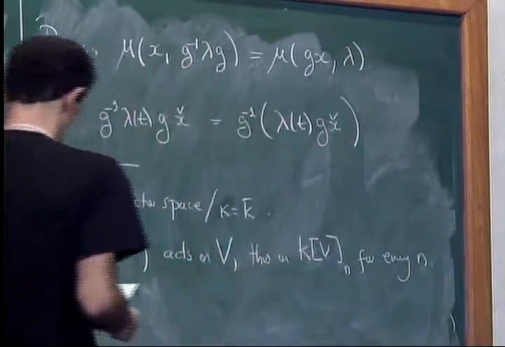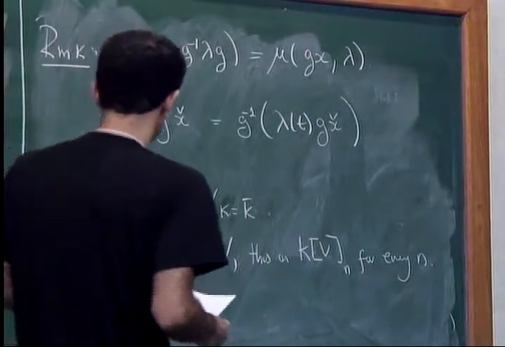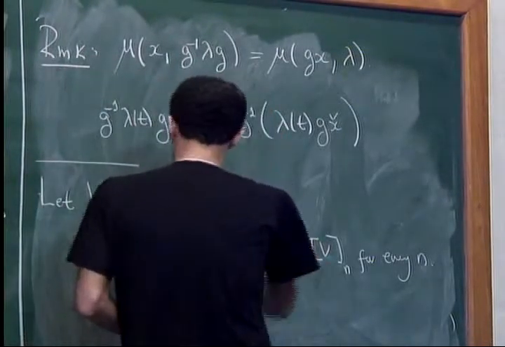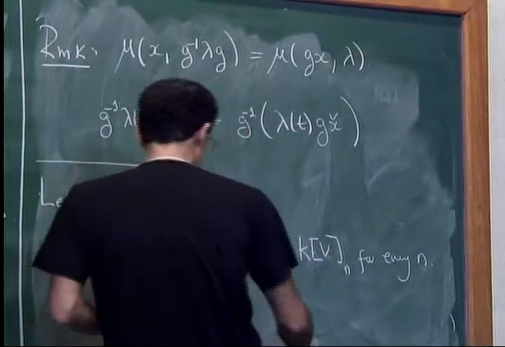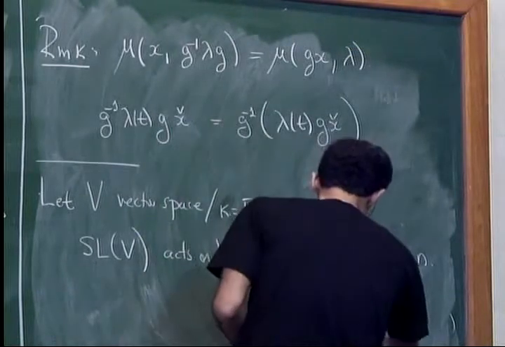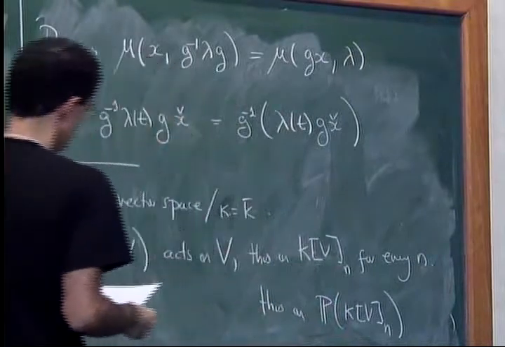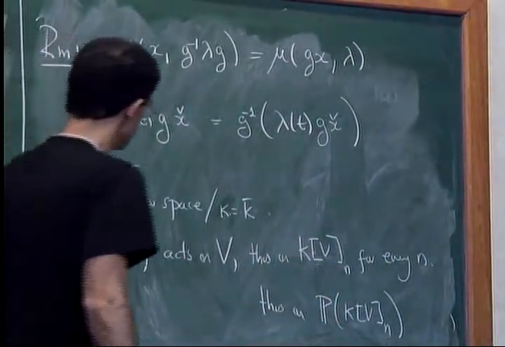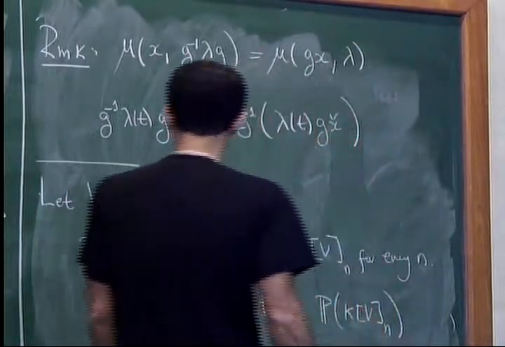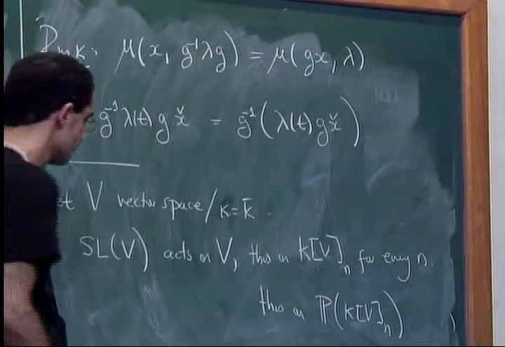Okay? So we have seen that. What we are interested in is the action not in here, which is kind of trivial, but on here. Right? So the action of this in this subspace and actually on P of K V n. Okay? So we have a projective space, and what's this parametrizing? This is parametrizing hypersurfaces of degree n in the projectivization of V. Okay?